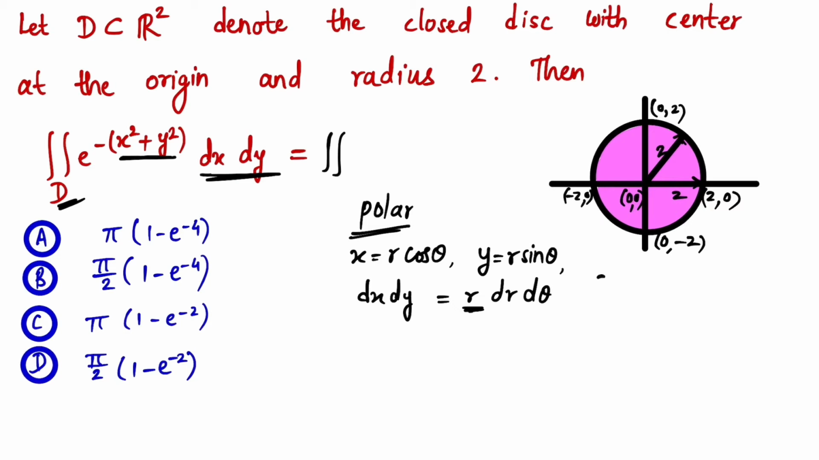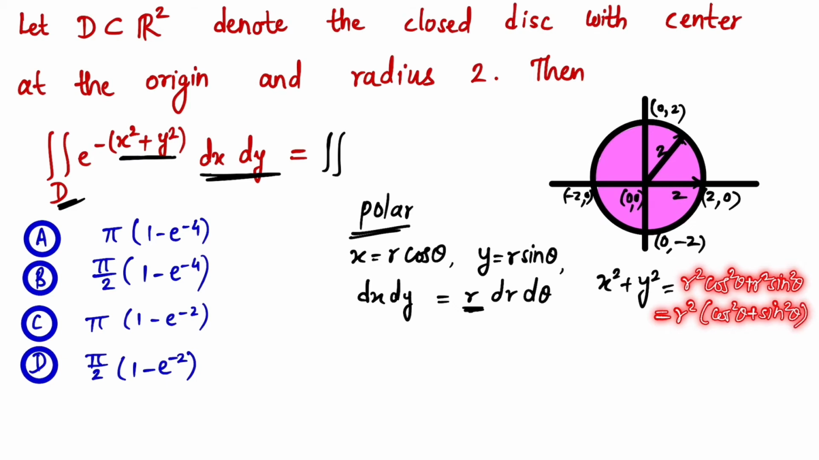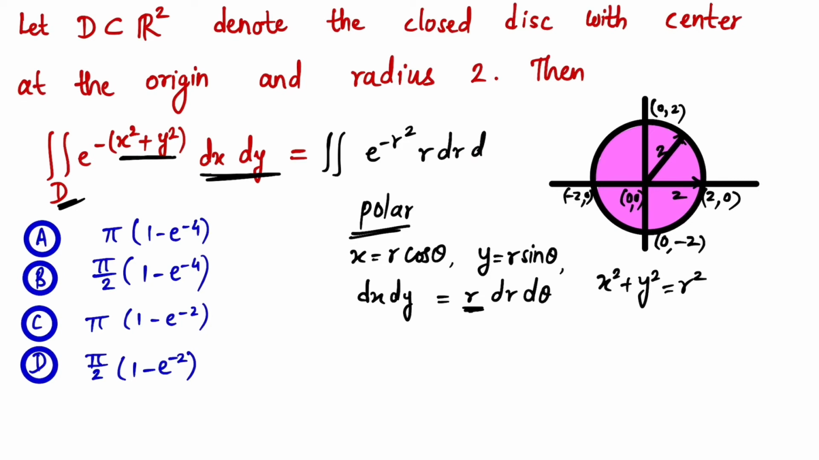So x square plus y square is just equal to r square cos square theta plus r square sin square theta. Now take r square common. In the bracket we have cos square theta plus sin square theta, which is 1, right? So this is just equal to r square. So just put x square plus y square is equal to r square, and then dx dy is r dr d theta.